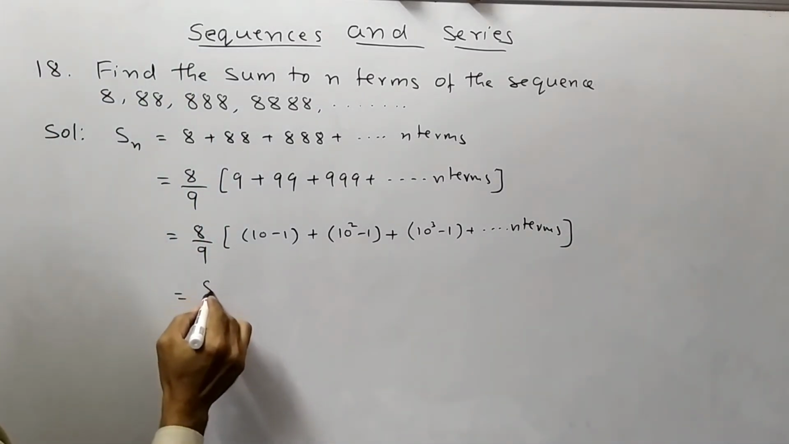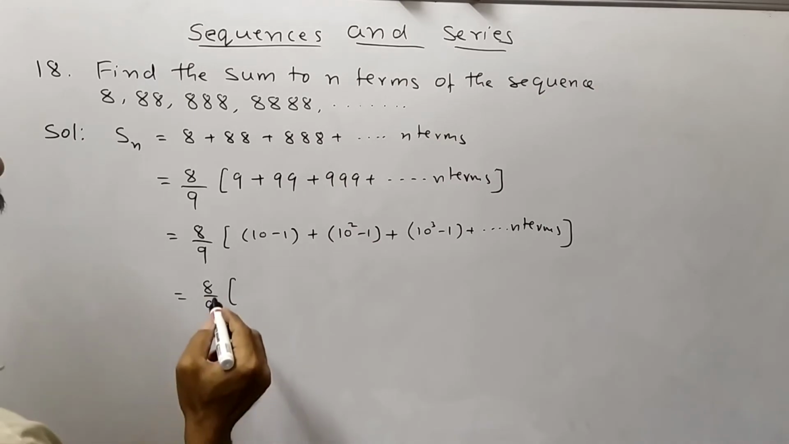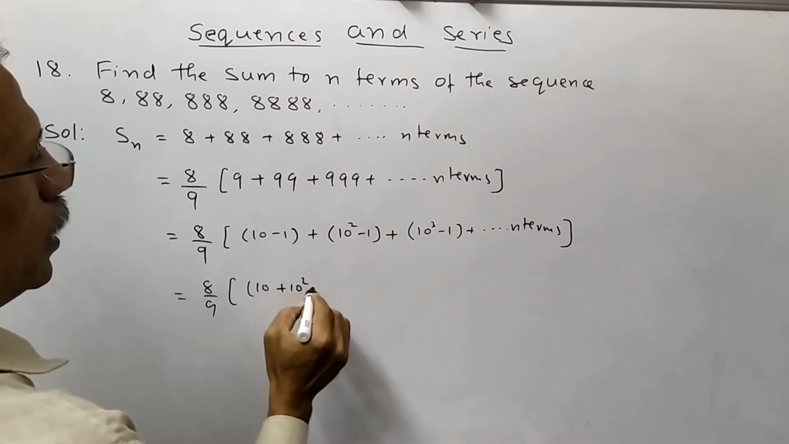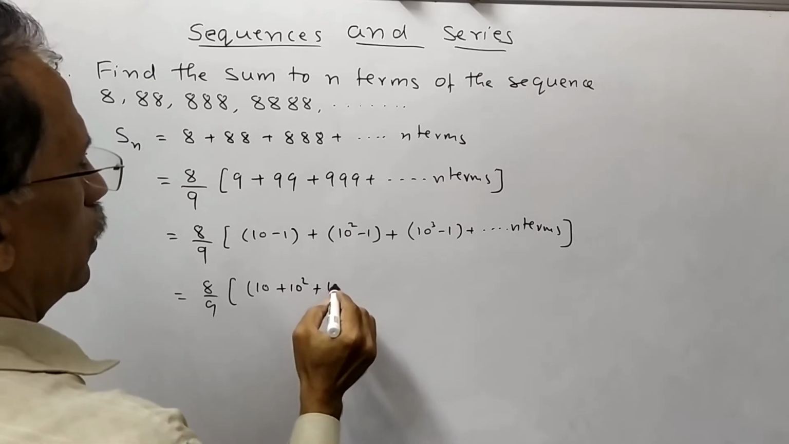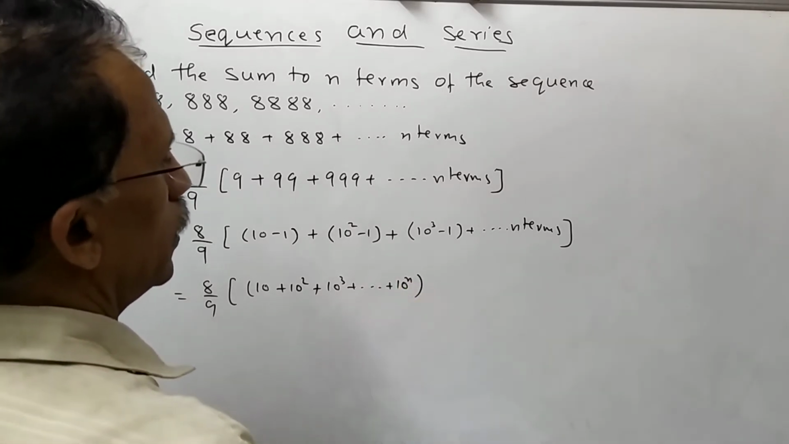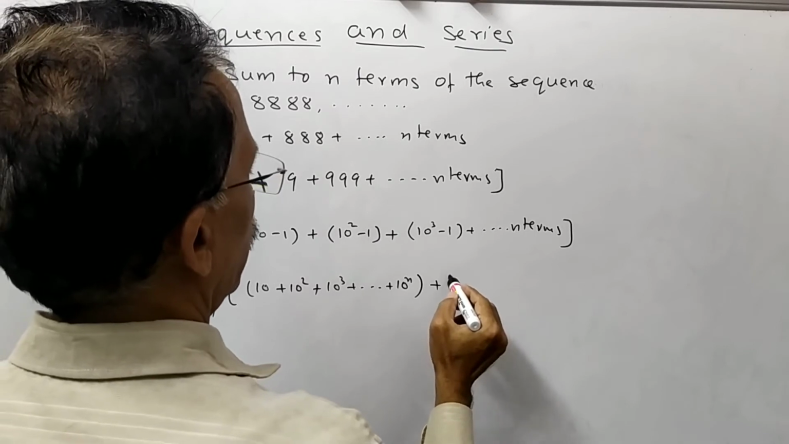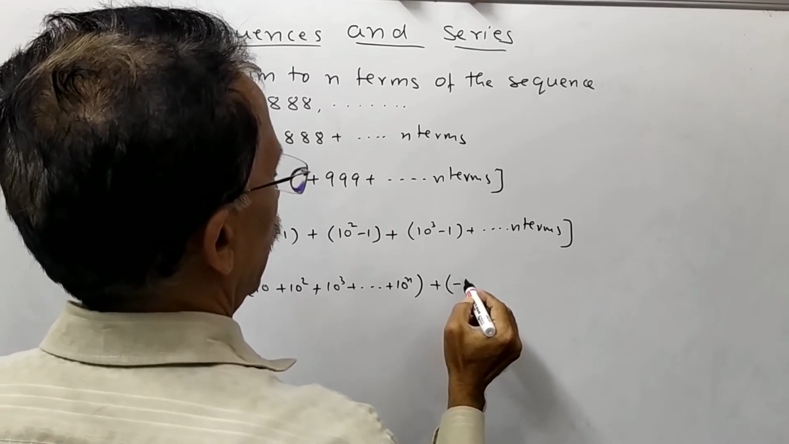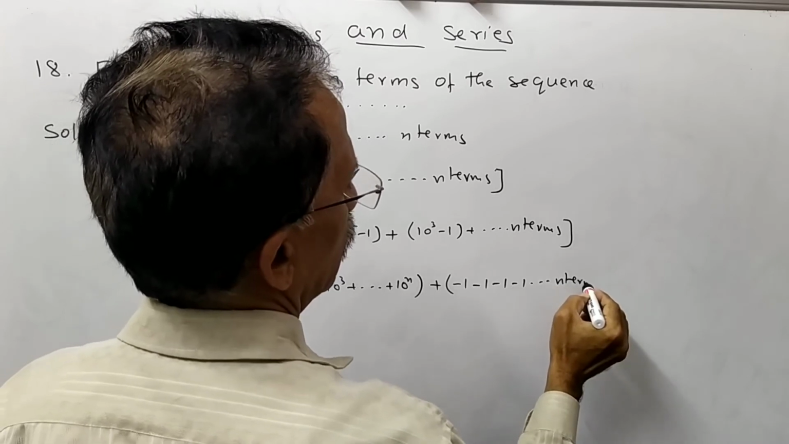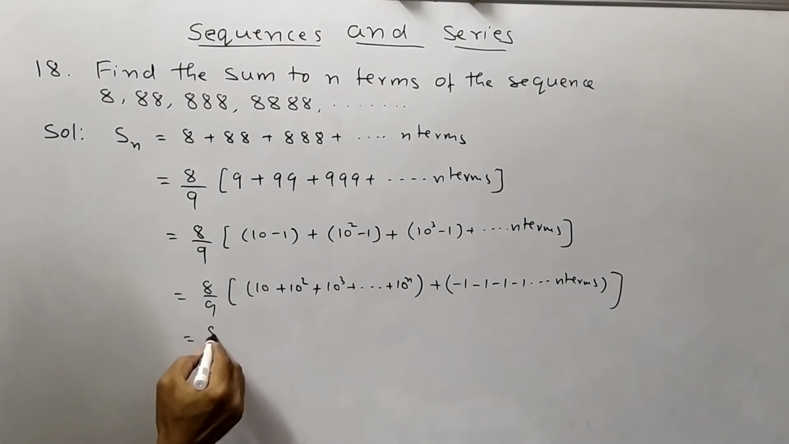is equal to 8 by 9 into bracket 10 plus 10 square plus 10 cube plus dash dash dash plus 10 raised to the power n, plus minus 1 minus 1 minus 1 minus 1 dash dash dash n terms, is equal to 8 by 9 into bracket.